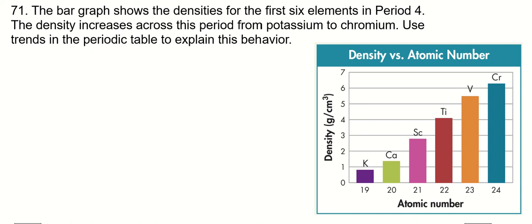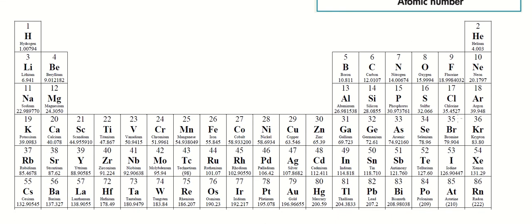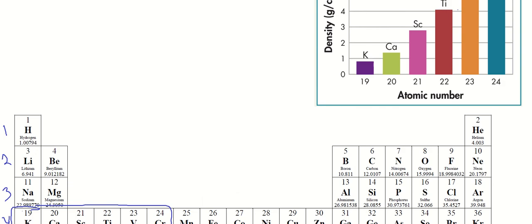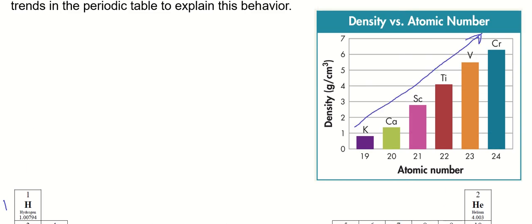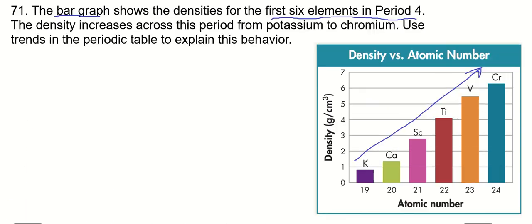This time we're given a bar graph of the first 6 elements in period 3. Oh, sorry, we've been doing period 3 so much. Period 4. So here's period 1, period 2, period 3, and period 4, starting with potassium all the way through chromium is our first 6 elements. As you go from potassium to chromium, you can see the density is increasing. All right. Use the trends to explain why this is going on.